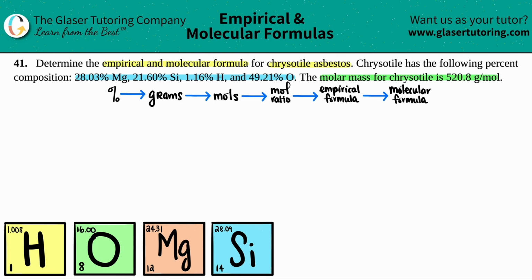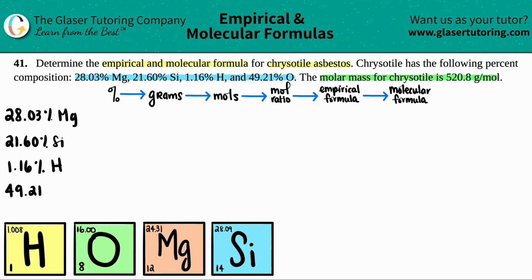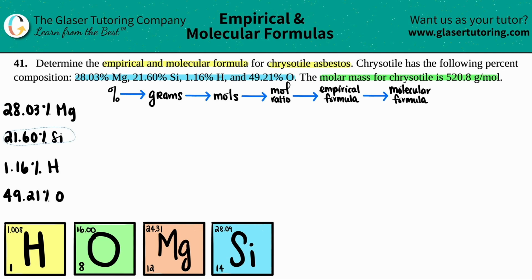The first thing I'm going to do is list out all the percents that they gave us. There's 4 of them, so 4 different elements. We have 28.03% magnesium. This asbestos is 21.60% silicon. Cool. It's 1.16% hydrogen. And then it's 49.21% oxygen. Let me space these out a little bit more, because there's going to be some math involved. All right, I think that's pretty good.